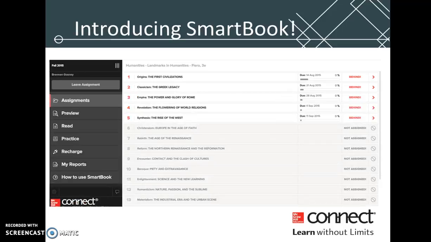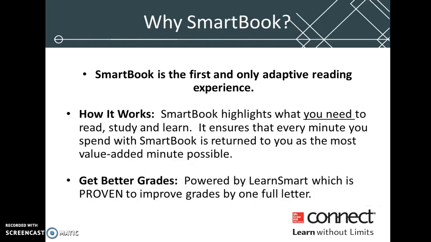I mentioned SmartBook earlier. SmartBook is a study tool designed by McGraw-Hill for student success. SmartBook highlights what you specifically need to read, what you need to study, and what you need to learn to ensure every minute you spend in SmartBook is returned to you as the most value added, or what we call the most high impact minute possible. So what does this all mean?